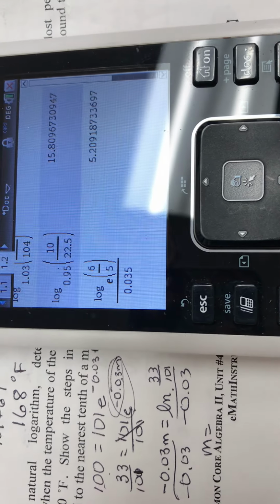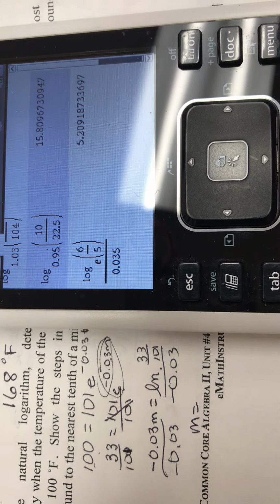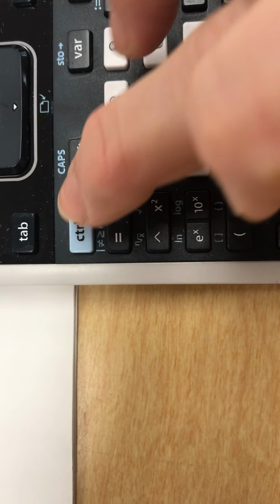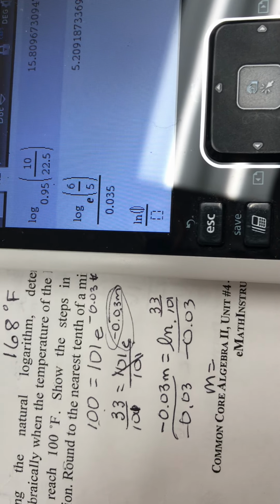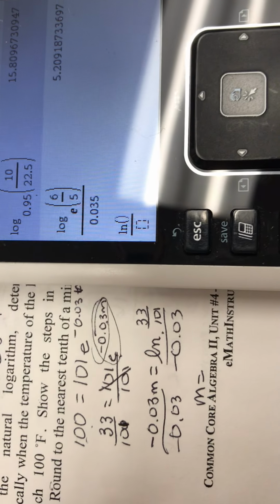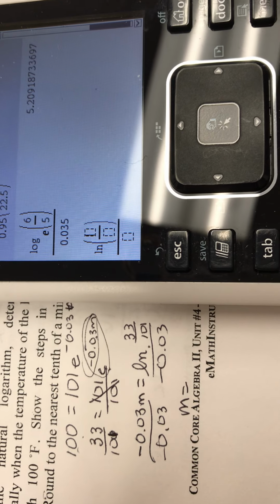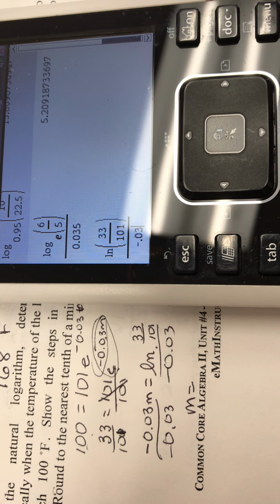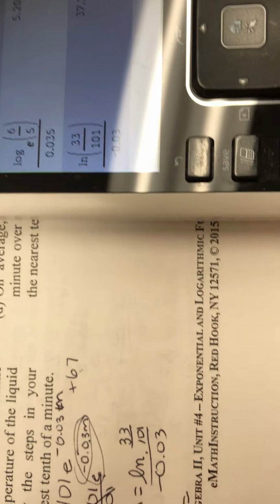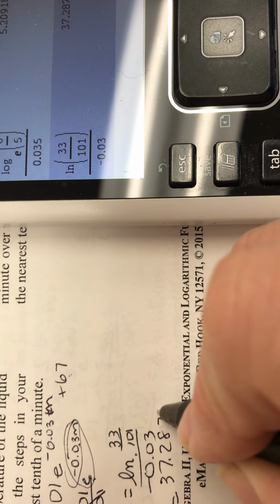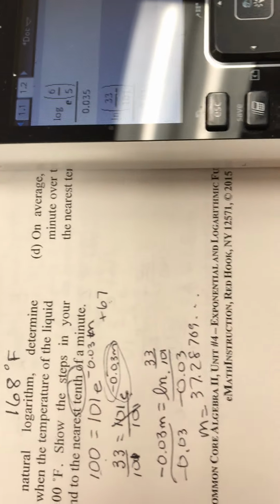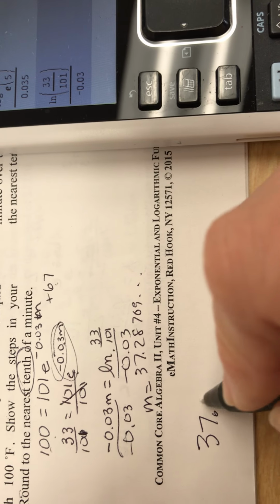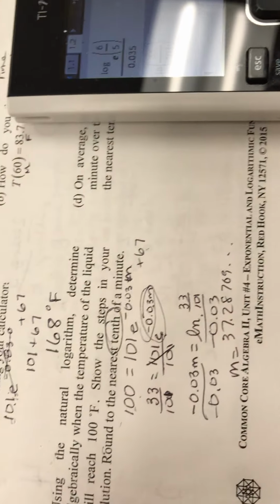So, in our calculator, we set up a fraction, and we use ln, and if you notice, ln is right here next to log. So, control ln, and then notice it doesn't give you a base, because it knows the base is e. And then just put your 33 over 101, and then divide by 0.03 as a negative, and we get 37.28709, and so on, to the nearest tenth. So after 37.3 minutes, it has become 100 degrees, okay?